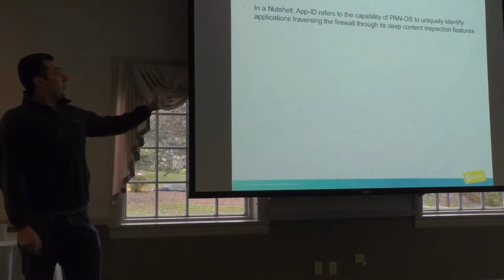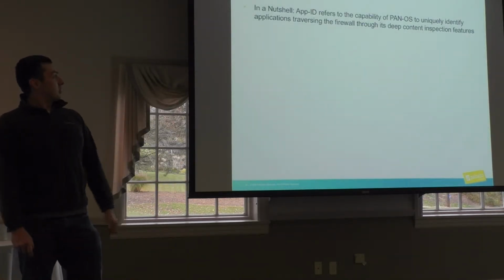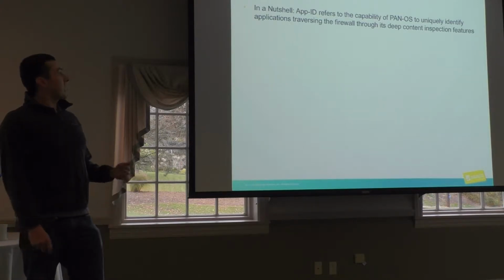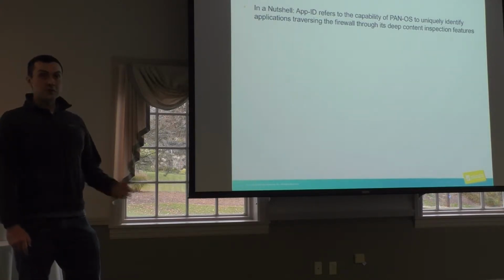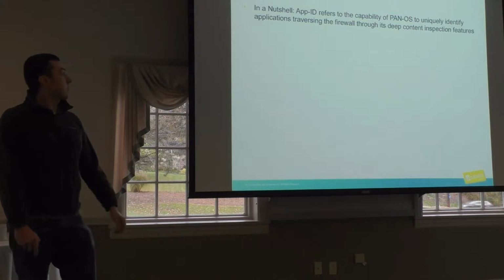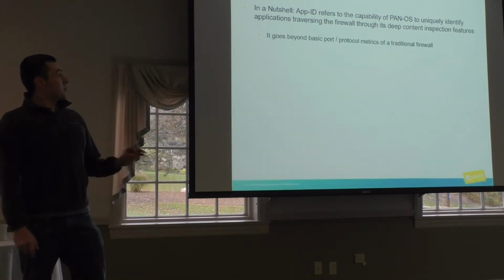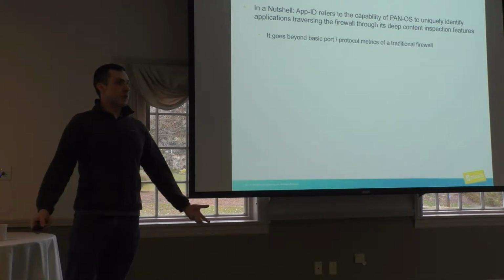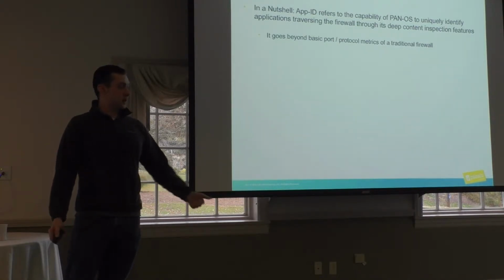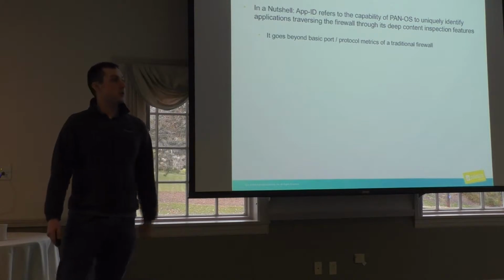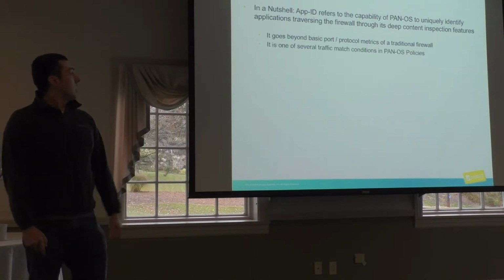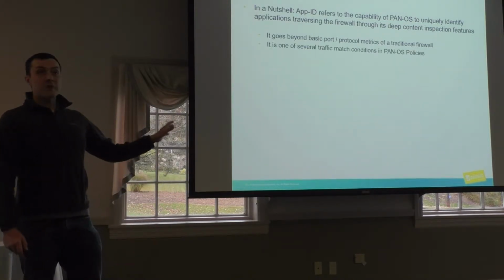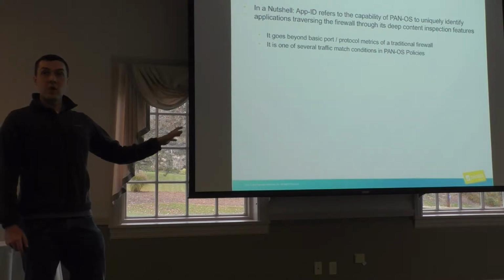So in a nutshell, App ID refers to the capability of PAN-OS to uniquely identify applications that traverse the firewall through its deep content inspection features. Okay? So it goes beyond basic port and protocol metrics of a traditional firewall. Most of the time, with old school firewalls, you just say, all right, TCP port 80, let's roll. You just do port protocol rules. It is one of several traffic match conditions in PAN-OS policy.